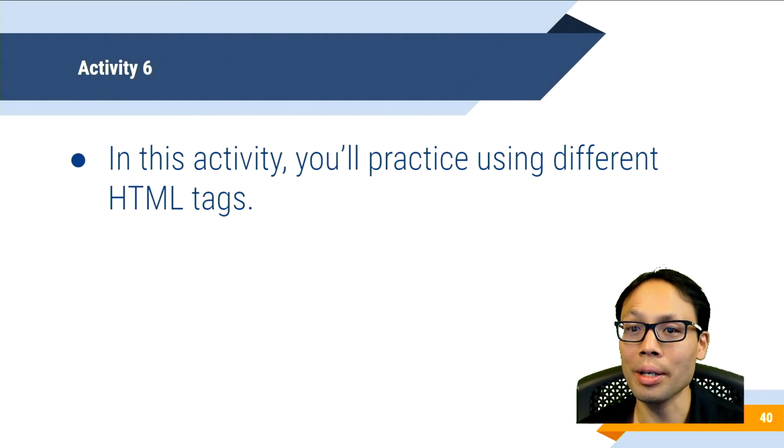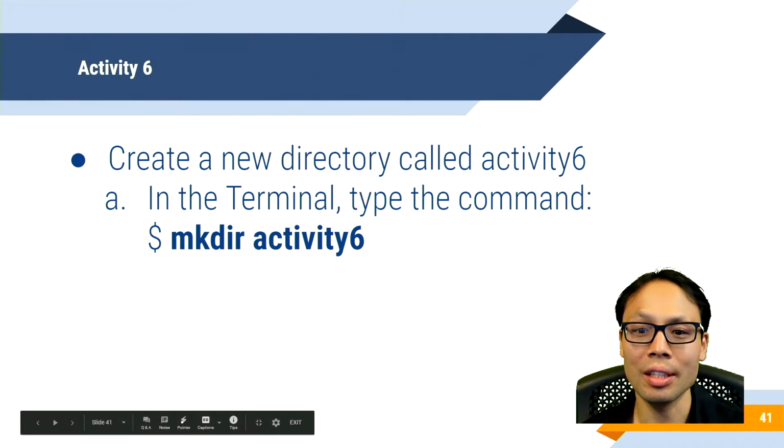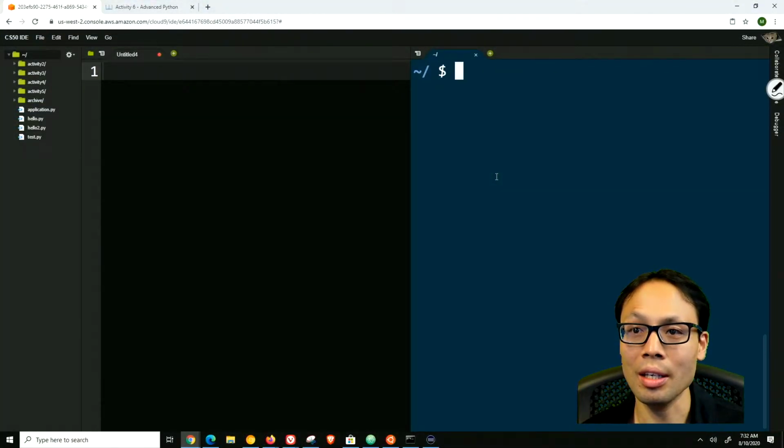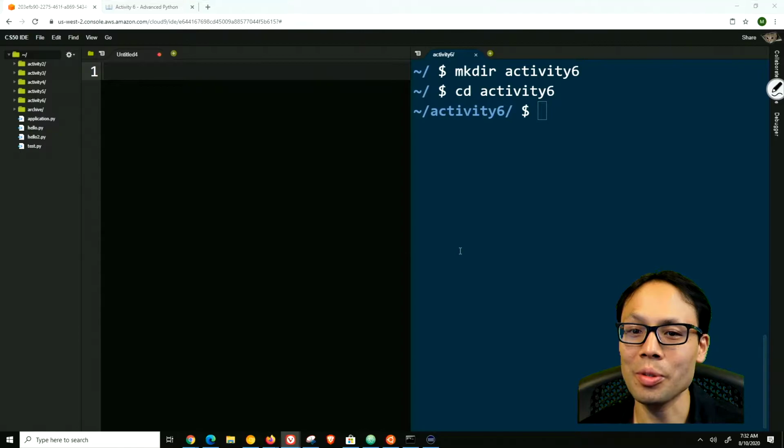So in this activity, you'll practice using different HTML tags. The first thing I want you to do is create a directory called activity6. So I'll flip over to my CS50 IDE over here, and I'm going to type in make directory activity6. The next thing I want you to do is cd into activity6. And after that, I want you to make a directory called templates, which is where our HTML files will live.